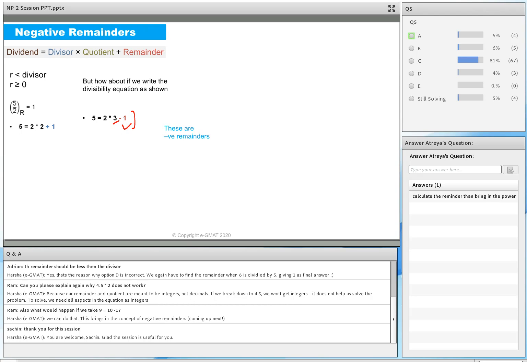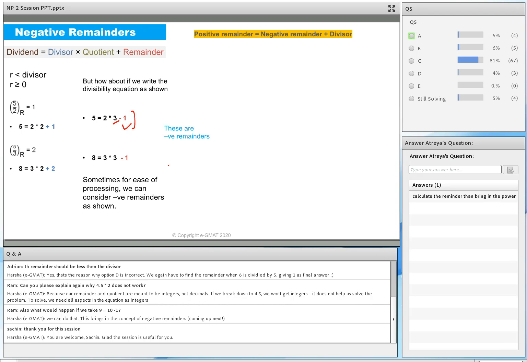So why are we learning negative remainders? We're learning negative remainders because they make calculations very, very easy, and we'll see how. We'll also see how to calculate negative remainders. For now, just understand that there is something called negative remainders. Let's take another example. When I divide 8 by 3, 8 can be written as 3 times 2 plus 2, where 2 is the positive remainder. But if I replace 2, the quotient, by 3, then we have a -1, and this -1 can be treated as a negative remainder.